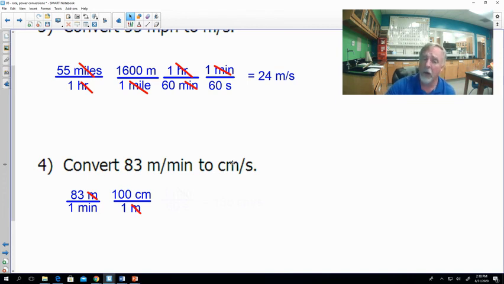All right, and finally, let's look at our time. We have minutes here. We want to go to seconds. So we know we got 1 minute and 60 seconds. Minutes in the bottom, so we better have minutes on the top here so it can cancel out. We have 1 minute divided by 60 seconds. What is that? Let's punch that into our calculator, 83 times 100. Then we divide that number by 60, and you're going to end up with 138 centimeters per second.